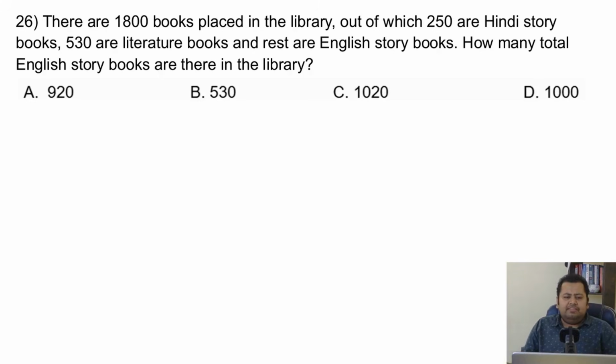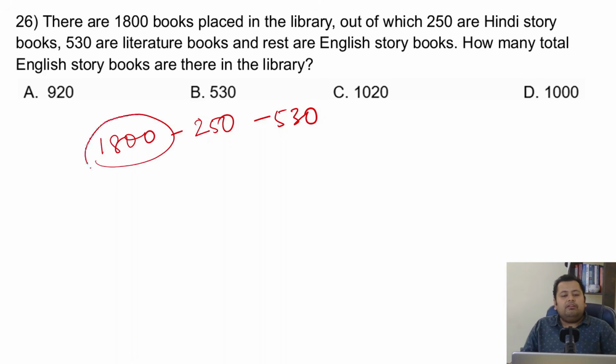Great. I think again, easy one, right? So there are 1800 books placed in the library, out of which 250 are Hindi story books. So we now know that 250 are Hindi, 530 are literature, and the rest of the books are English. So what you have to do is just 1800 minus 250 minus 530, or what you can do is take the total number of books that are already there in the library.